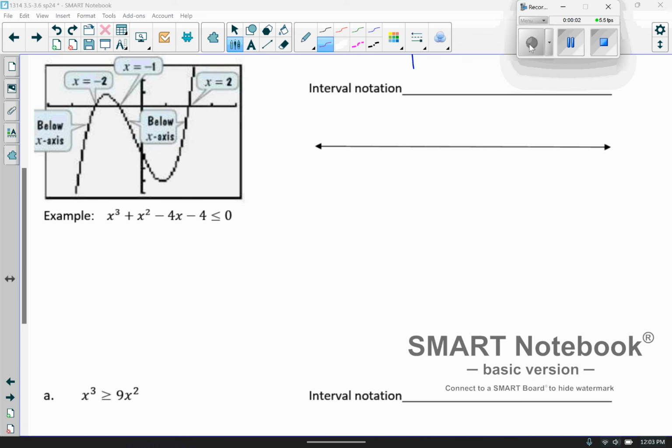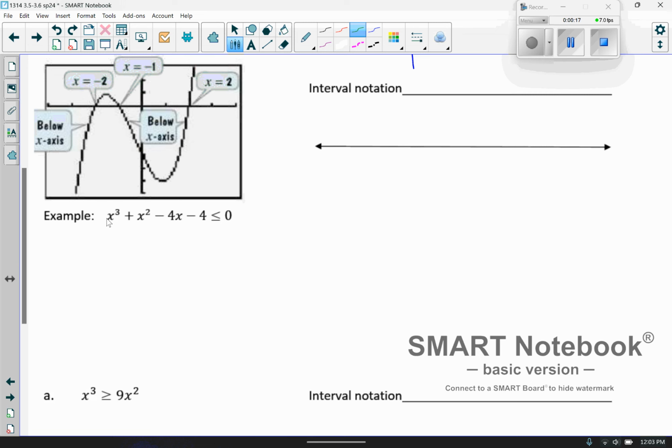Okay, so continuing with the polynomial and rational inequalities. We just got done doing quadratics, which means we had power of two. We're going to go beyond that. We're going to do higher ordered polynomials now with the inequalities.